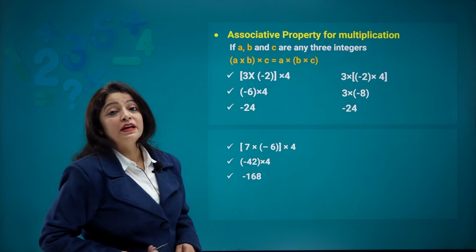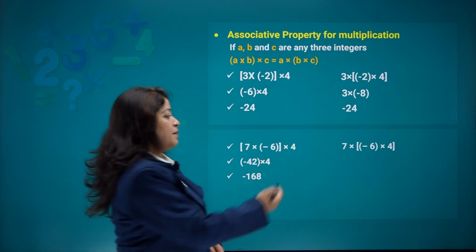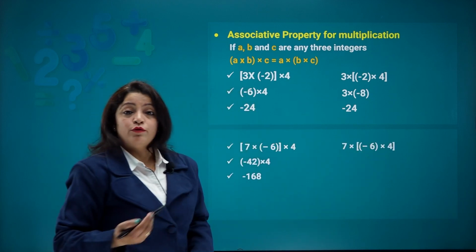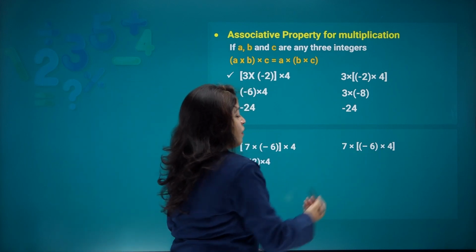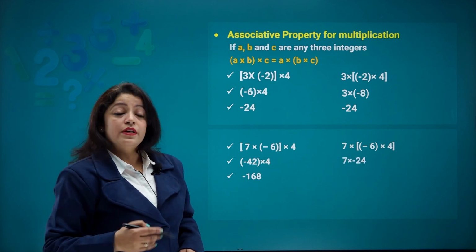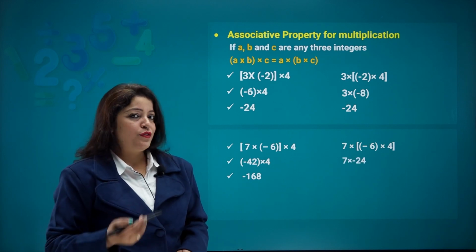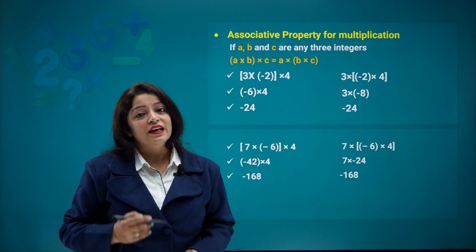Similarly, what if I change the pair from minus 7 and minus 6 to the numbers minus 6 and 4? Then what will be the result? I'll first multiply minus 6 and 4. So the result is minus 24 in this case. Now 7 times minus 24, what result will you get? Again you will get the same result, minus 168.